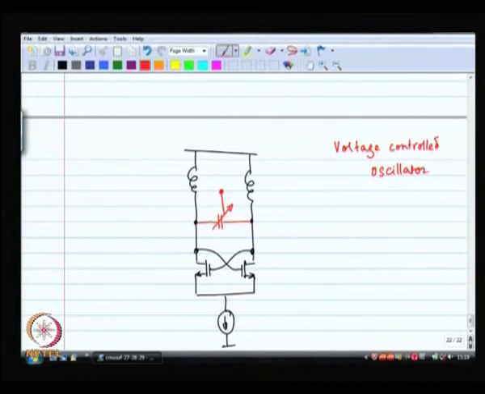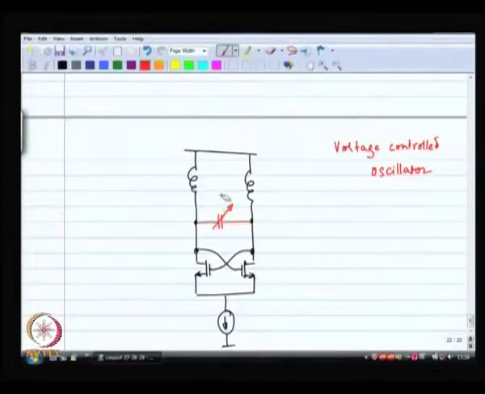The capacitance value depends on the voltage. So, as a result, the oscillation frequency depends on the voltage. All right. How do you make a capacitor whose value changes as a function of a voltage? Well, one of the easiest ways to do this is to actually use p-n junction diodes.